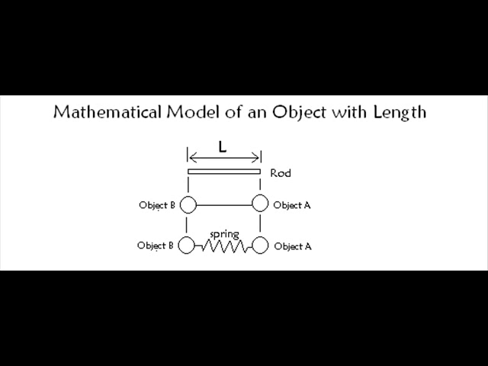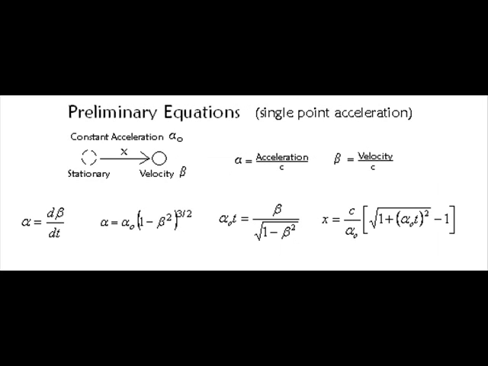We will also need to connect these 2 point masses together, and we will do this with a spring. The spring is undeflected when the two objects are a distance L apart. Since our object with length is now described by 2 single points, we can use existing relativity theory single point acceleration equations to describe the motion of these objects. Alpha will be object acceleration divided by c, the speed of light. Beta will be object velocity divided by c, the speed of light.